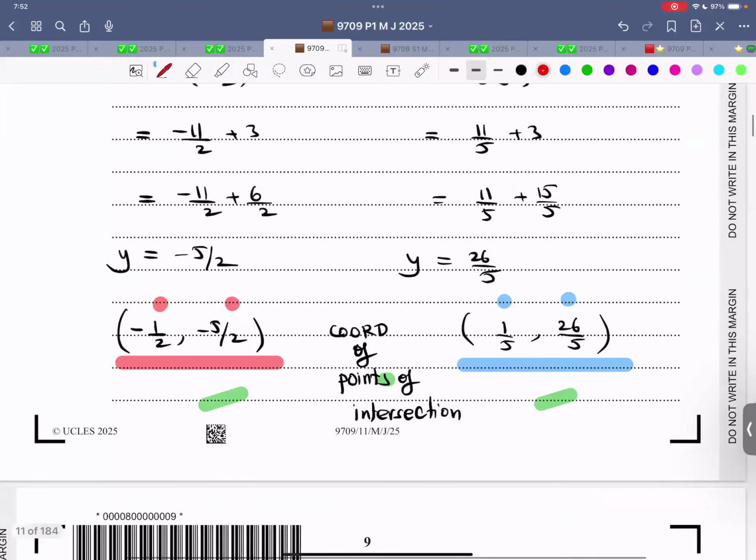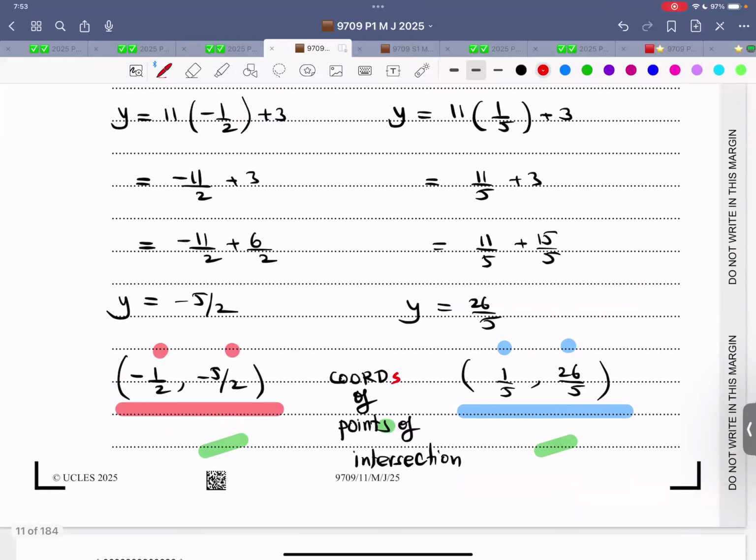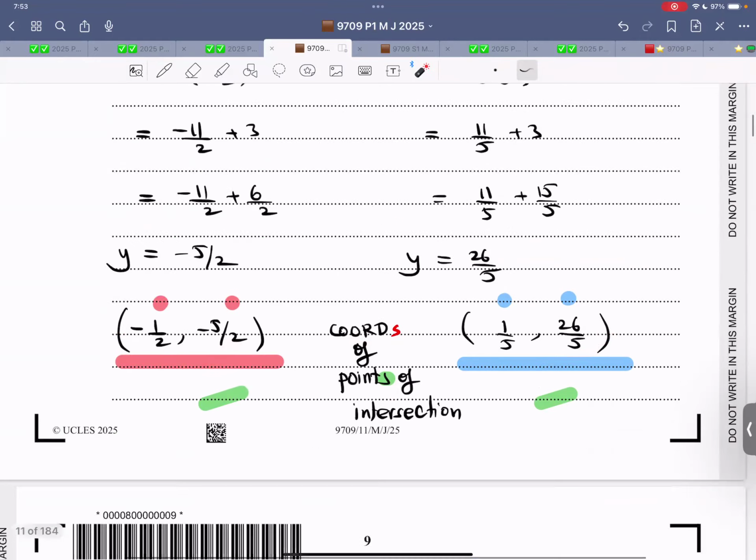So let me write a small S over here. Coordinates of points of intersection. So plural: coordinates, both X and Y, points: point 1, point 2. That's how this is done.